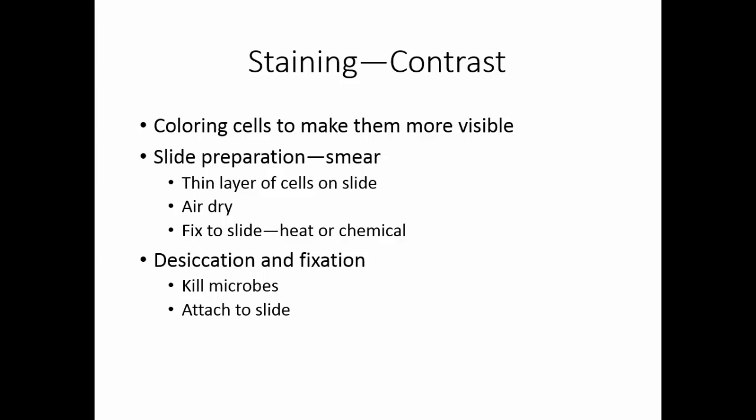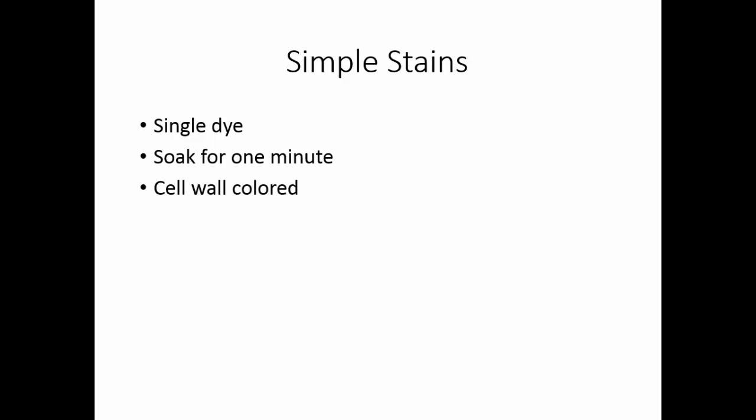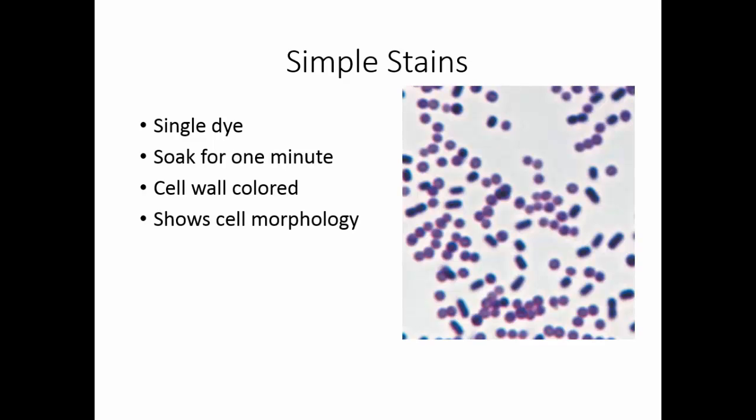It helps attach them to the slide so they don't wash off during the staining process, and it helps preserve the shape and size of the cells so you get a true picture of what you're looking at. There are several different kinds of stains. Simple stains are just single dyes. You soak the cells for 1 minute, and the cell wall is colored. It's a lot like coloring Easter eggs. What you get is a nice picture of the cell shape or the cell morphology. The cells will all be the same color, but you'll get to see their unique shape.